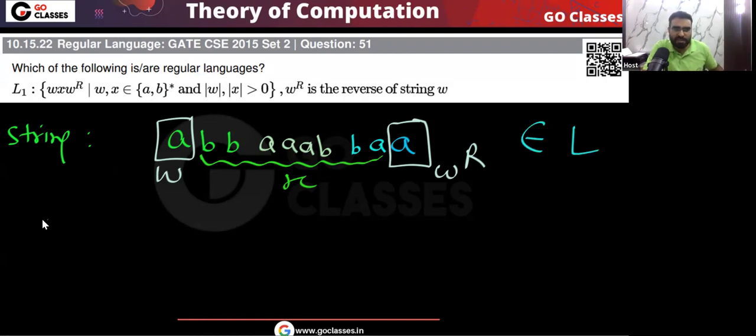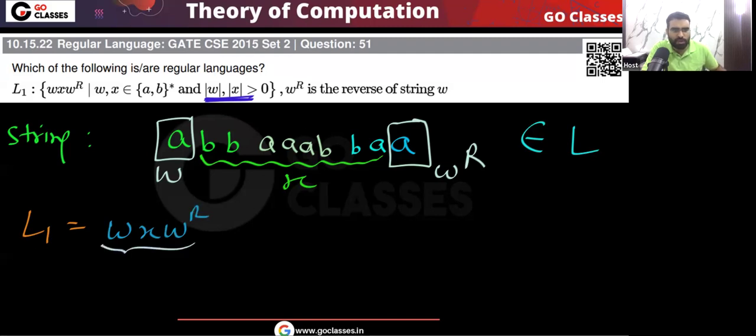Please understand the language L1. In the language L1, we have some string W which is non-empty. Remember, X comma W, they are both non-empty, because their length is greater than 0. So in this language, we have W, then X, then W, then W reverse. Yes or no?